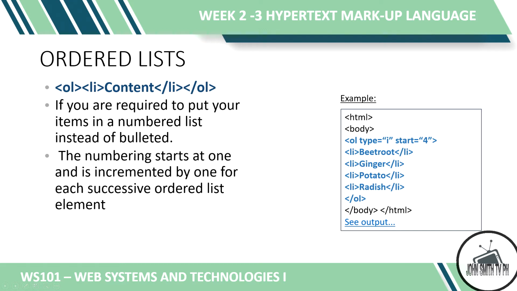Different ordered list number styles. Type 1, numbering style Arabic numbers, result 1, 2, 3. Type a, numbering style lower alpha, result a, b, c. Type capital A, numbering style upper alpha, result capital A, capital B, capital C. Type i, numbering style lower Roman, result i, ii, iii. Type capital I, numbering style upper Roman, result capital I, II, III.